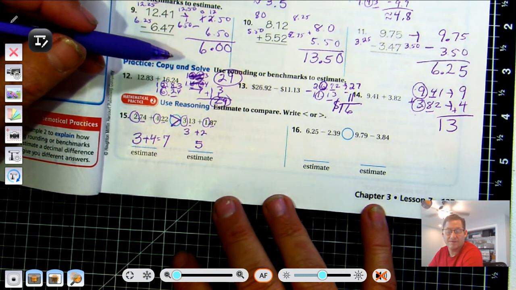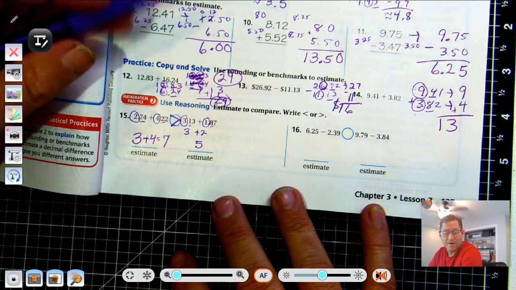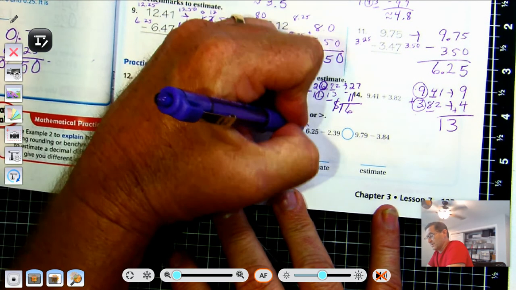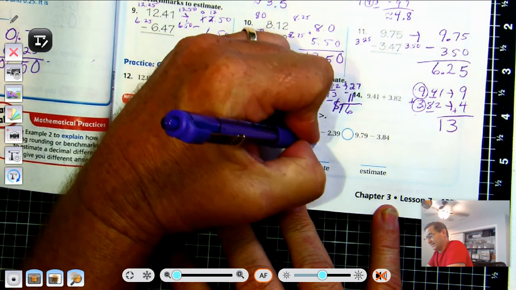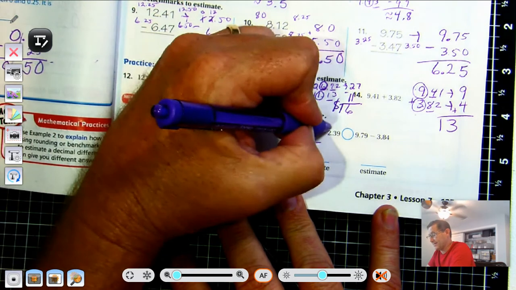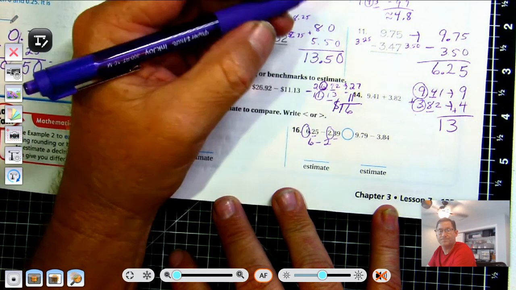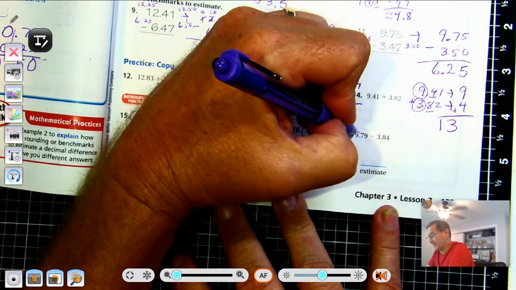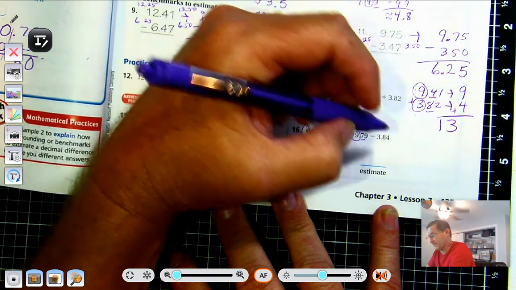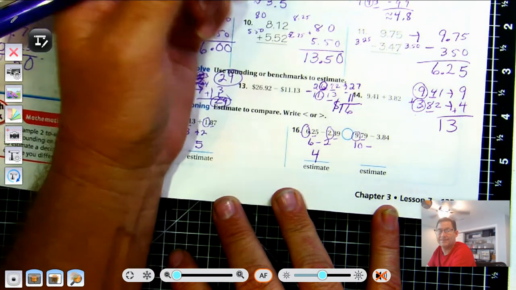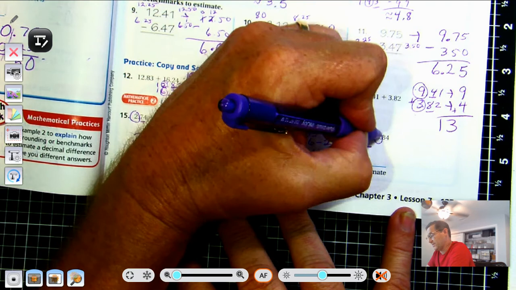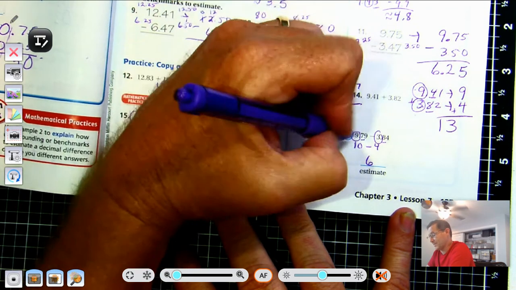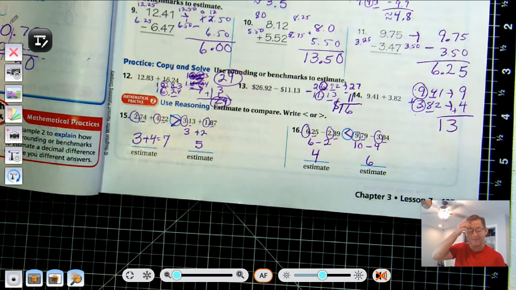6 and 25 hundredths take away 2 and 39 hundredths. So 6 take away 2. So my estimate is 4 on this side. 9 and 79 hundredths, I'd round to 10. 3 and 84 hundredths, I'd round to 4. 10 take away 4 is 6. So 4 is less than 6.